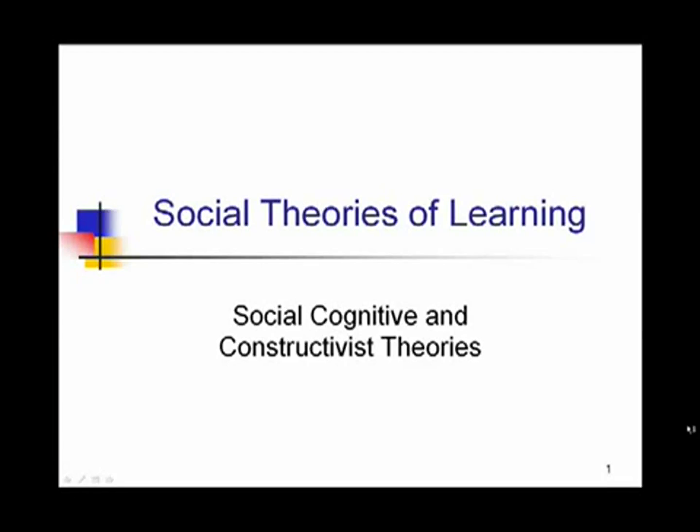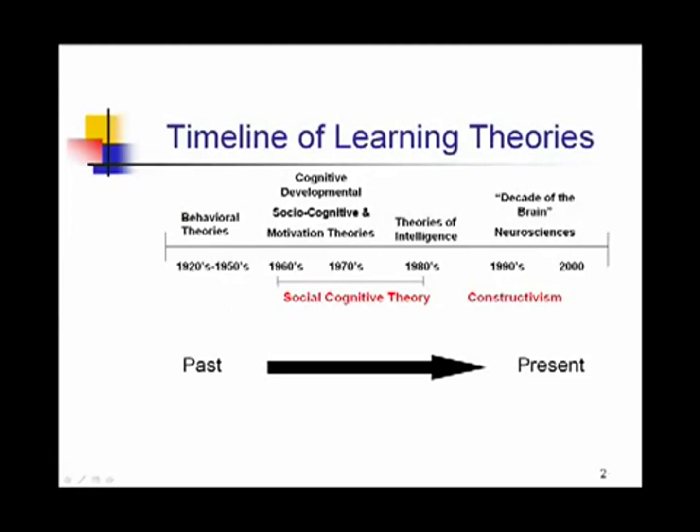This slideshow is designed to give you an overview of social theories of learning, which include the social cognitive theory as well as constructivist theories. These theories fit in the time frame, the social cognitive theory in particular, of 1960s through the 80s. So it was developed around the same time frame as the cognitive developmental theories, as well as some of the motivation theories. And then constructivism is a theory that appeared close to the 1990s.